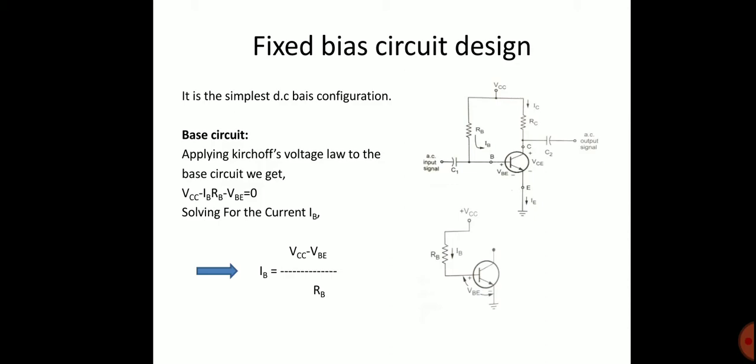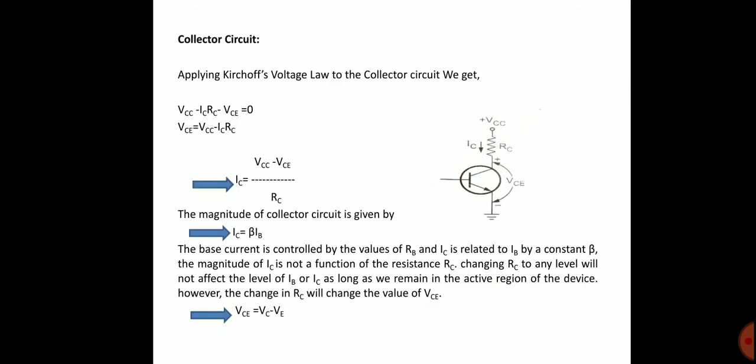Now in the next slide, to find the collector circuit current, applying Kirchhoff's voltage law to the collector circuit, we get the supply voltage minus collector current into collector resistance minus collector emitter voltage is equal to 0. Rearranging the equation, VCE is equal to VCC minus IC RC. Now we find the IC current from this equation: IC is equal to VCC minus VCE, divided by RC.